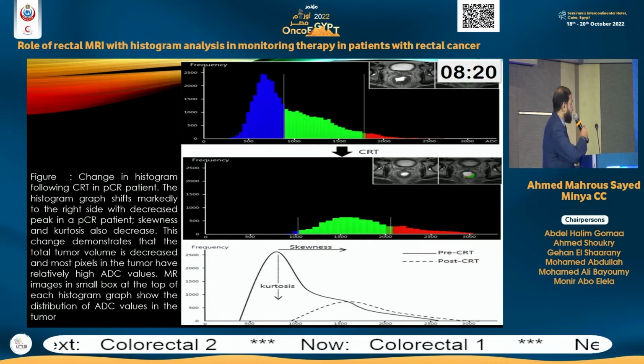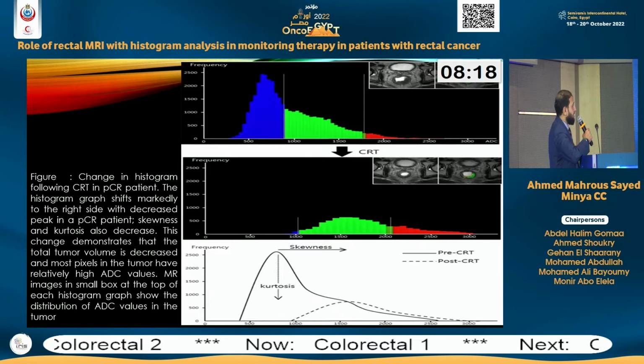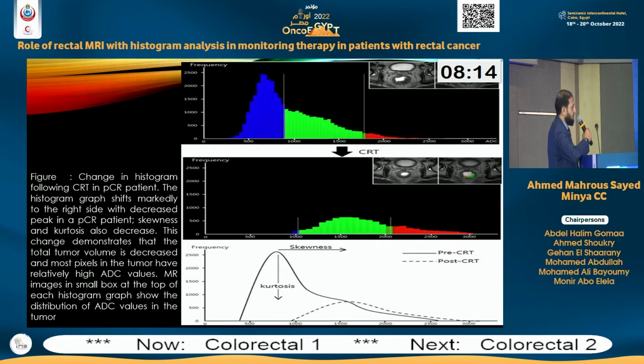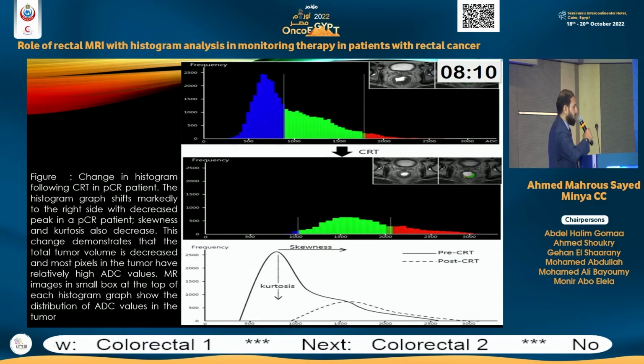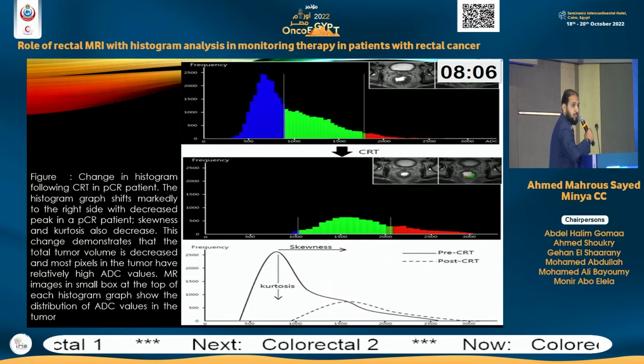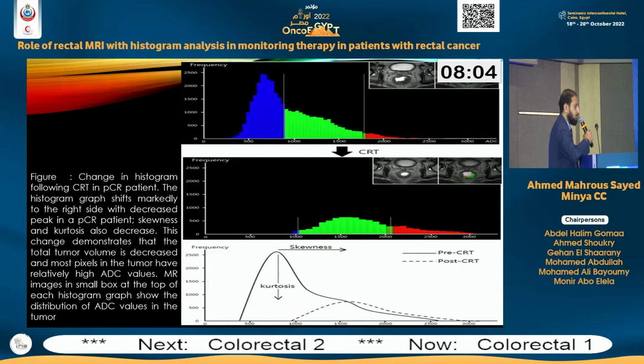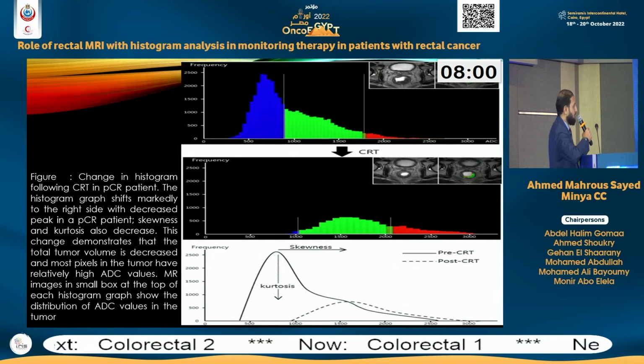Another similar case, in the upper row there is a lesion here in the pre-treatment, and in the post-treatment, we can see there is a good response with the reduction of the volume of the tumor, and this also correlates with our histogram. As we can see, there is a shift to the right denoting higher ADC values, denoting good response, as well as the reduction of the kurtosis and the skewness of this histogram.